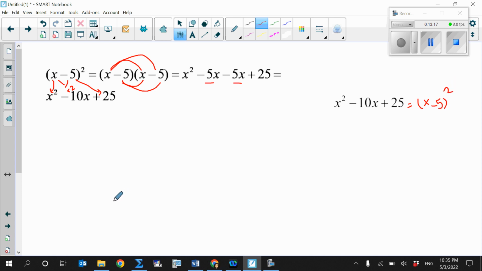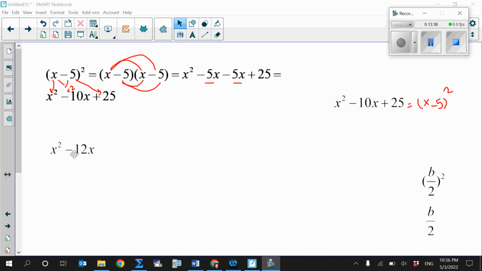Okay, so our goal here is to get expressions like x squared minus 10x and add something to that in a way that it's going to be a perfect square. So let me give you another example. Here I have x squared minus 12x, and we want to change this to a perfect square. So basically, we know that we are missing a term. How do I find this missing term?